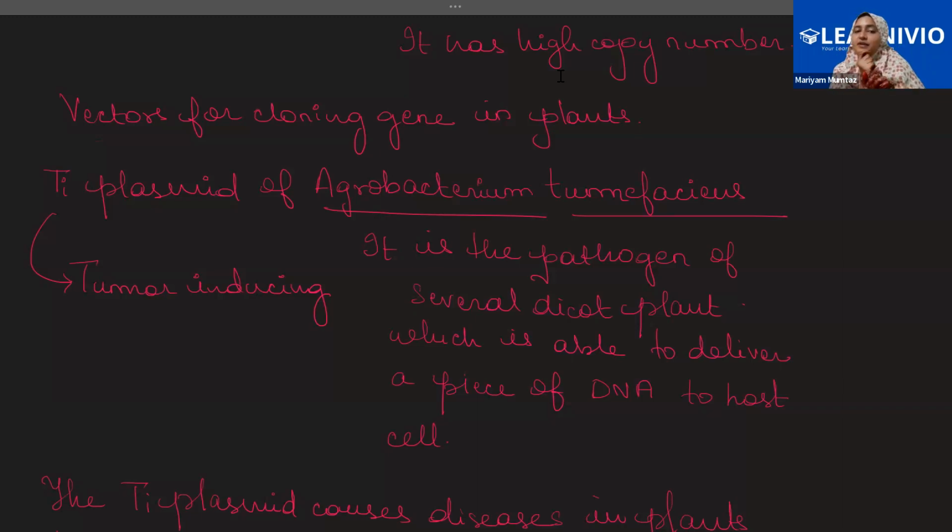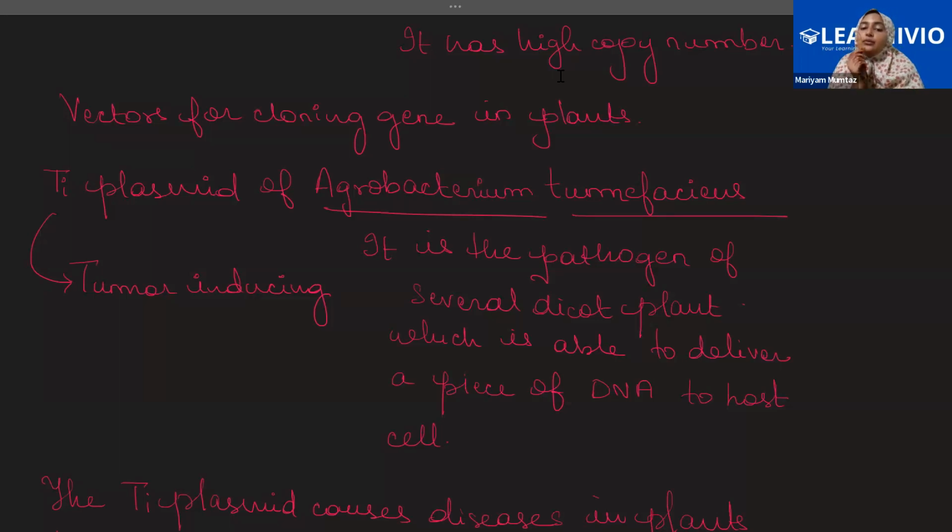Now, this TI plasmid has been extracted from a bacterium called Agrobacterium tumefaciens. This is the name of the bacterium. This bacterium has the plasmid that is known as the TI plasmid. Normally, Agrobacterium tumefaciens is a pathogen to plants, meaning once it gets inside the plant, it causes disease. And how? Because it has a tumor inducing property. It induces tumors in the roots and everything.